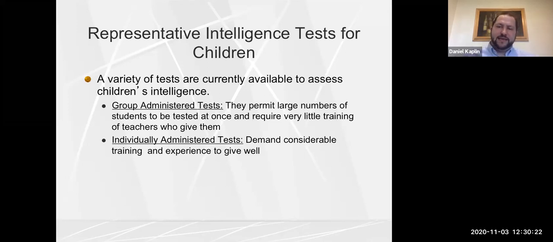Now, these tests tend to require little training. They tend to be very overly simplistic. And one challenge with that is that they're easy to fake. And there are some people who faked the alpha and beta tests to avoid having to go to the military. But so that's group administered IQ tests. But the vast majority of IQ tests are done on an individual level.